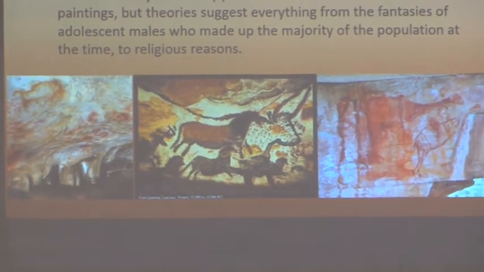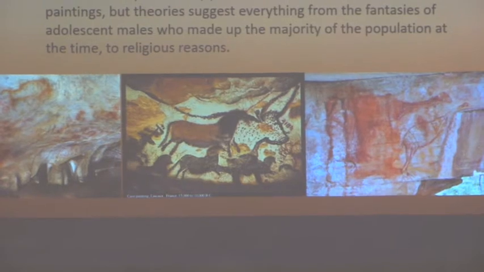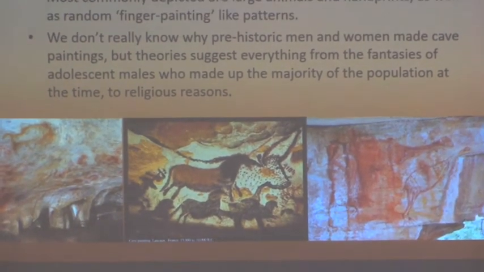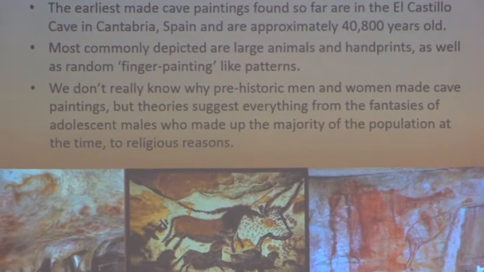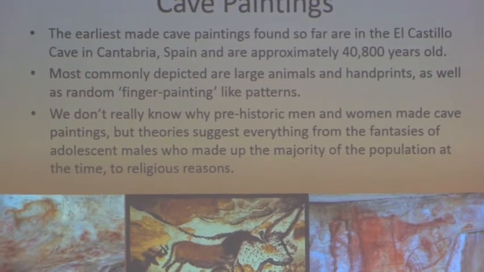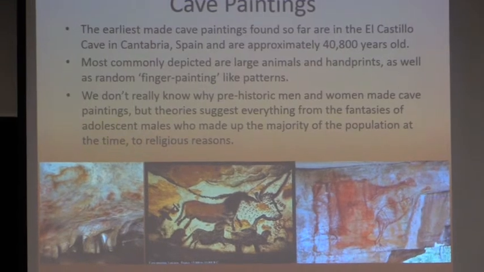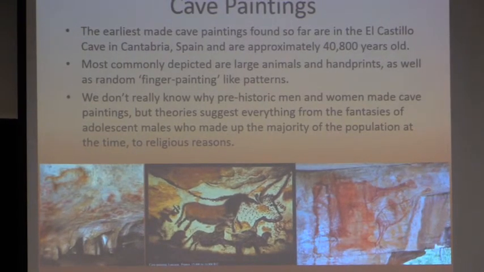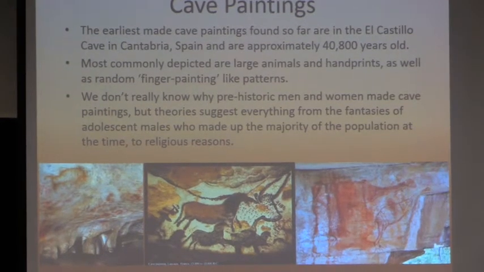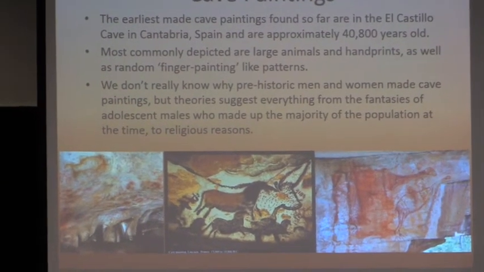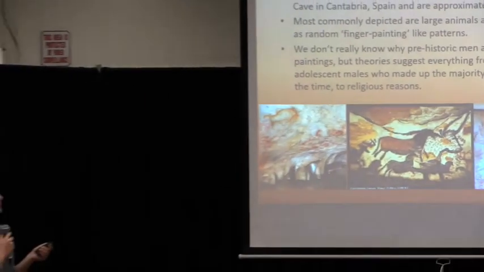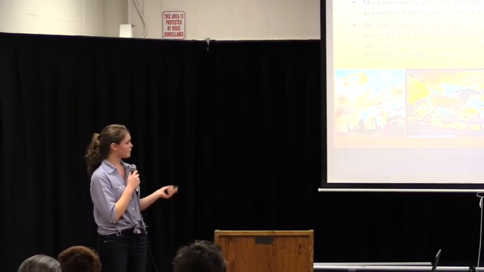It was mostly handprints and depictions of really large animals that were common in the area, but weren't hunted or really encountered that often. So we're not sure exactly why they chose to depict those animals, because they didn't really have any significance for them other than that they might have looked cool and mystical. The second ones here are from France. They're a little bit younger, but a little bit more detailed as well.